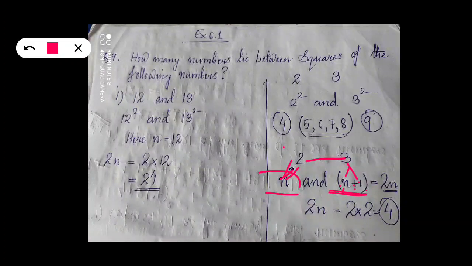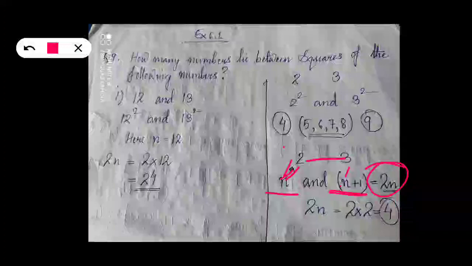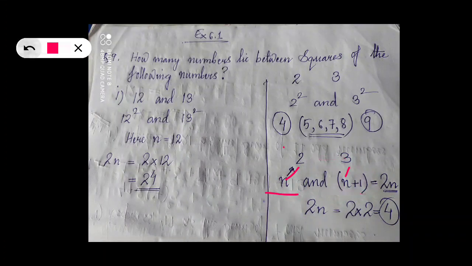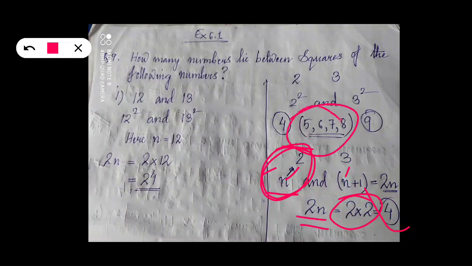So if one is n and the other is n plus 1, then how many numbers lie between them? 2 into n. Whatever value of n is over here, you have to multiply with 2. Here the value of n is 2. So 2 multiplied by 2 gives you 4. That means 4 numbers lie between the square of 2 and the square of 3. I know you are confused. You'll be clear by watching this one.